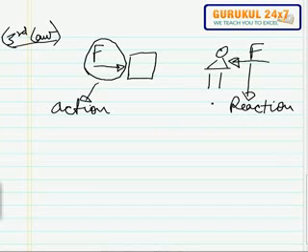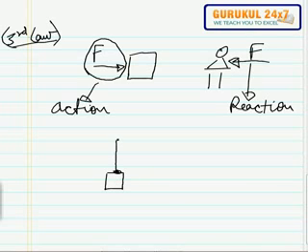They never happen on the same object. Action happens on one object, reaction happens on another object. So let's say you have a rope and there's a mass hanging from this rope.